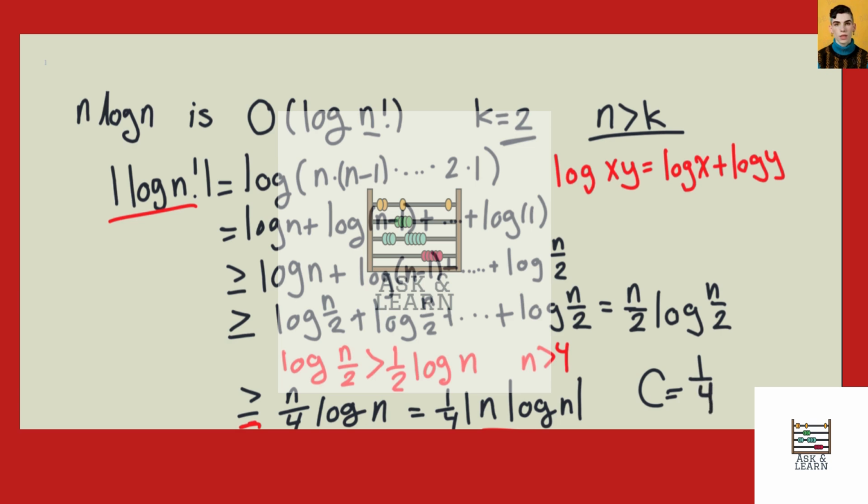And I just misled you. We changed it to k and the final step being equal to 4. So with c as 1/4 and k equal to 4, we then get that n log n is indeed big O of log n factorial.